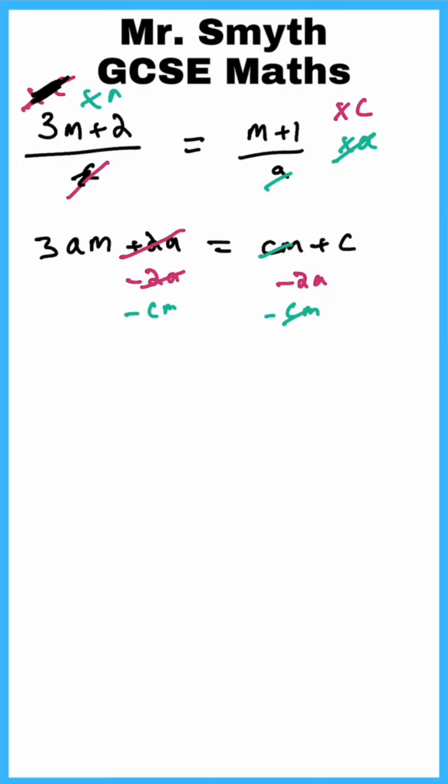On this left hand side we're now left with 3am minus cm is equal to, I've got this c on its own, then I've got minus 2a. Next, I want to get the m's out of this because the m needs to be on its own. So I'm just going to factorise. So I want to get a factor of m out of this.